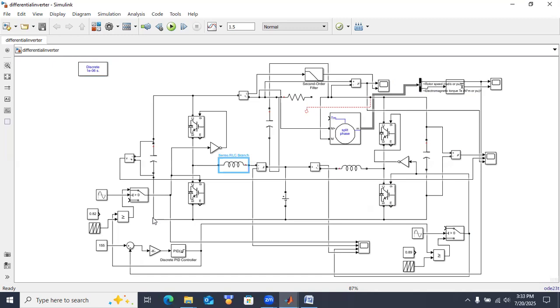So by creating this, we are creating one differential output voltage that will be shown across the load. And here we are connecting one single phase asynchronous motor. So this motor will be controlled by this inverter. This motor will be driven by this small inverter.